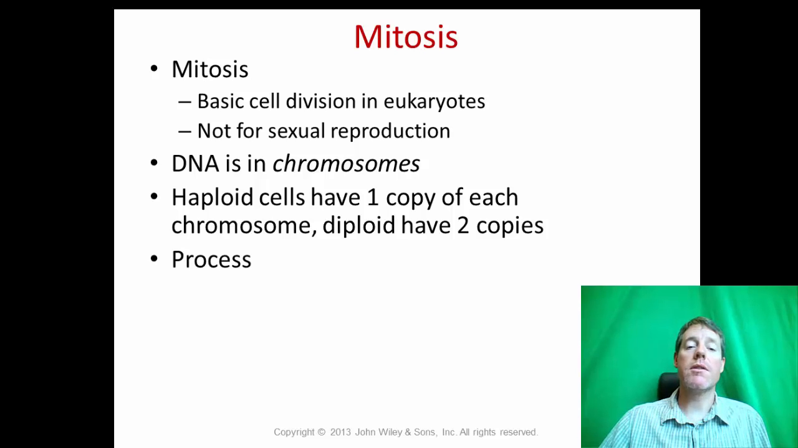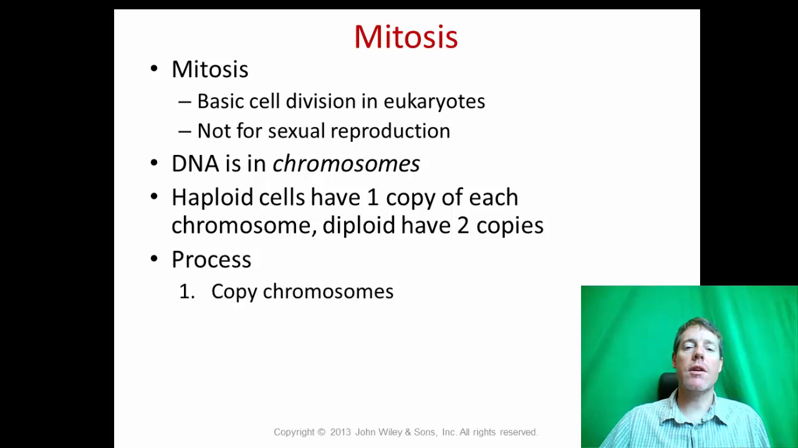Mitosis is a process that copies cells, and it keeps them haploid if they start out haploid, or it keeps them diploid if they're diploid. So a diploid cell that goes through mitosis makes an identical diploid copy of itself. A haploid cell that goes through mitosis makes an identical haploid copy of itself.